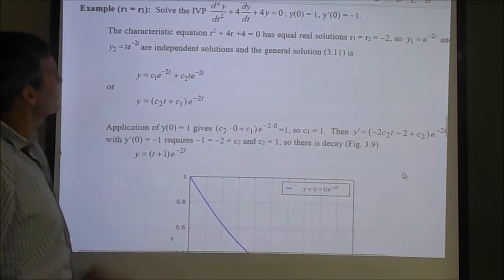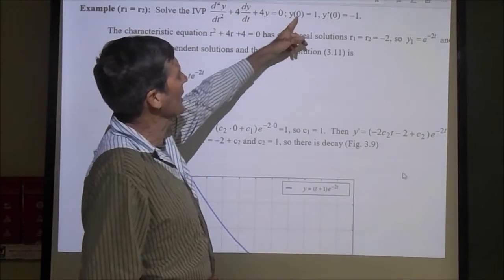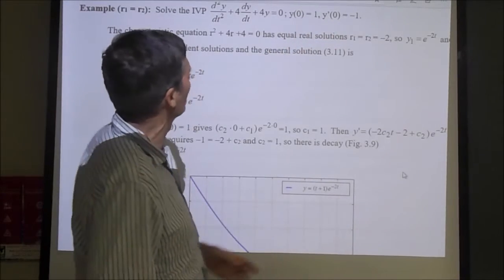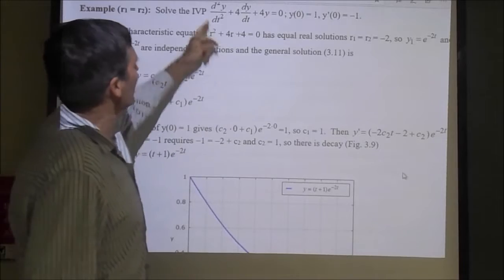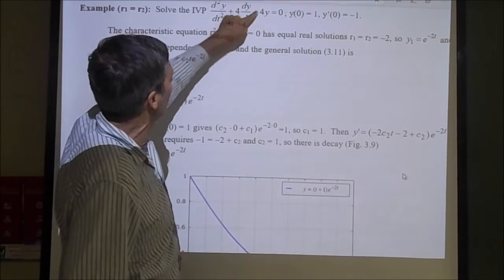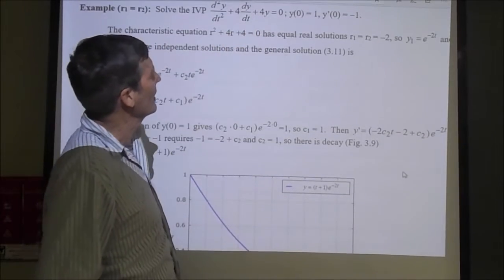Here's another one. Let's try this one. y double prime plus 4y prime plus 4y equals 0, together with these initial values: y of 0 equals 1, y prime of 0 equals minus 1. Real simple ones. What do we do? We write down the characteristic equation with the same coefficients: 1r squared plus 4r plus 4 times 1 equals 0.